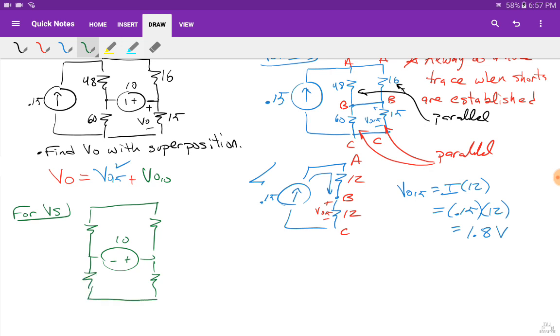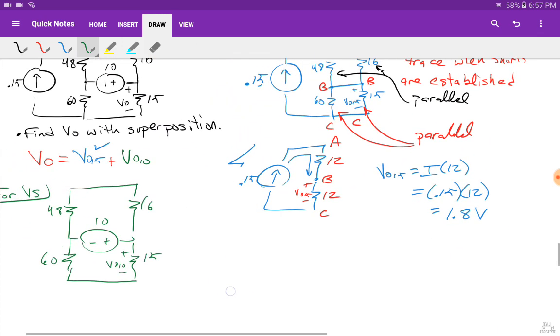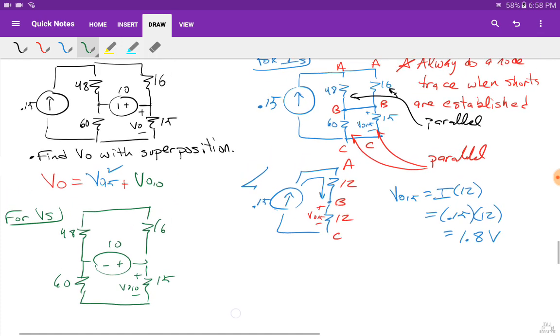And this is what we have. All right, 16, 15, 48, and 60, where this is my voltage from my 10. All right, and I do not draw anything to the right, to the left, excuse me, because when I turn off a current source, it turns into an open circuit.